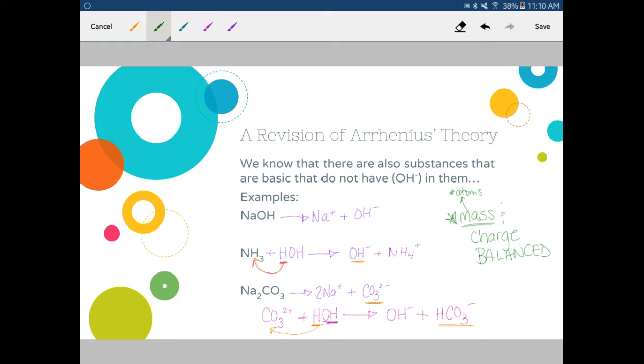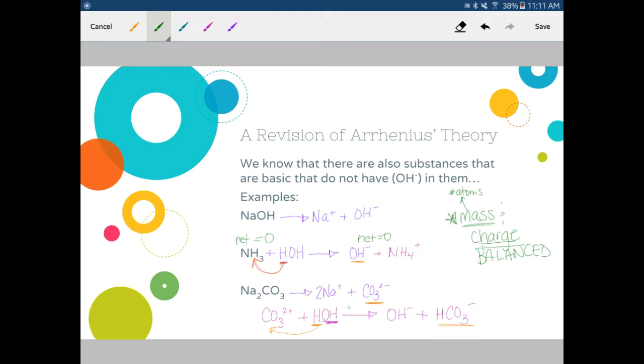When we talk about charge being balanced, we want to make sure that there's the same number of positives and negatives on both sides of the reaction. So on our reactant side, we see that there's a net charge of 0. On this side, we have a 1 negative charge and a 1 positive charge. Well, the 1 negative and the 1 positive give us a net charge of 0. So we've actually also balanced our charge.